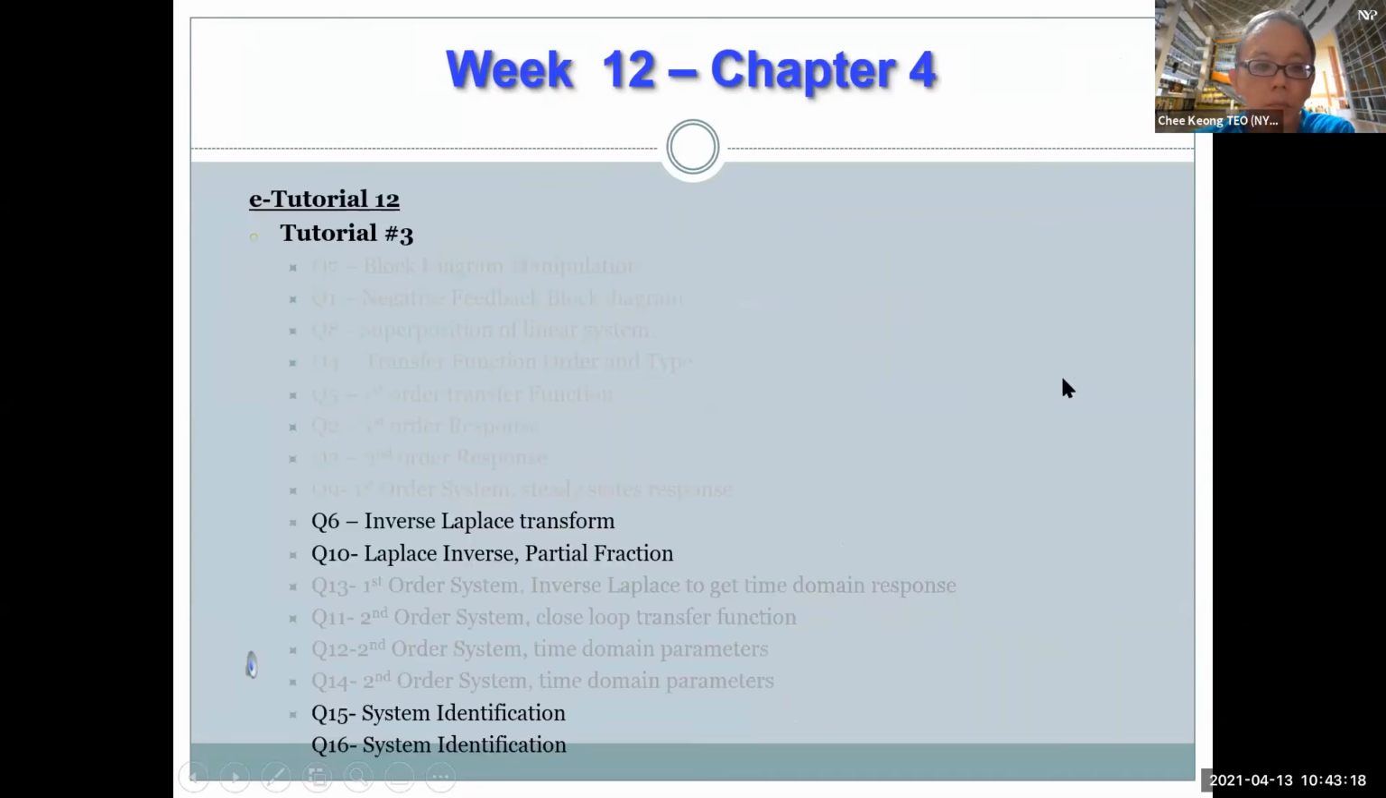Please go through e-tutorial 12. This week we are going through 4 questions. Question 6 deals with Laplace inverse. Question 10 also deals with Laplace inverse and partial fraction. And of course, questions 15 and 16 deal with system identification, that is for the first order plus dead time, integrating and self-regulating. Okay, now let's take a look at the question.